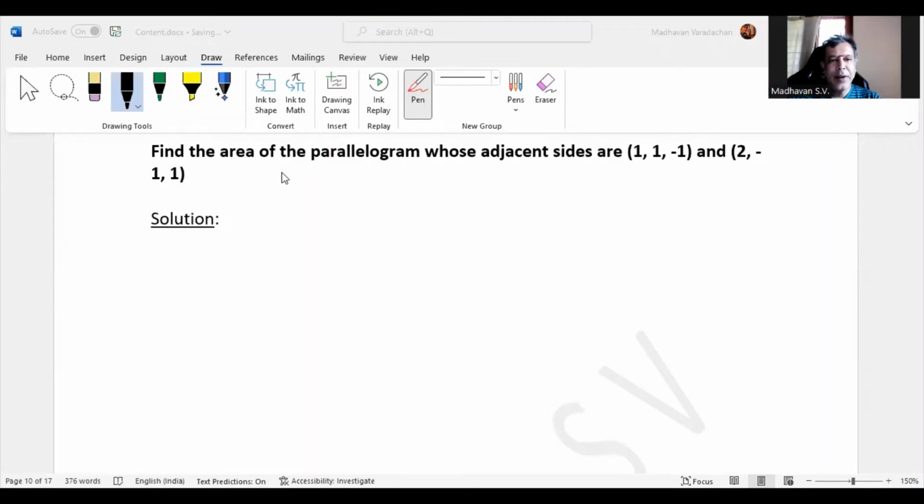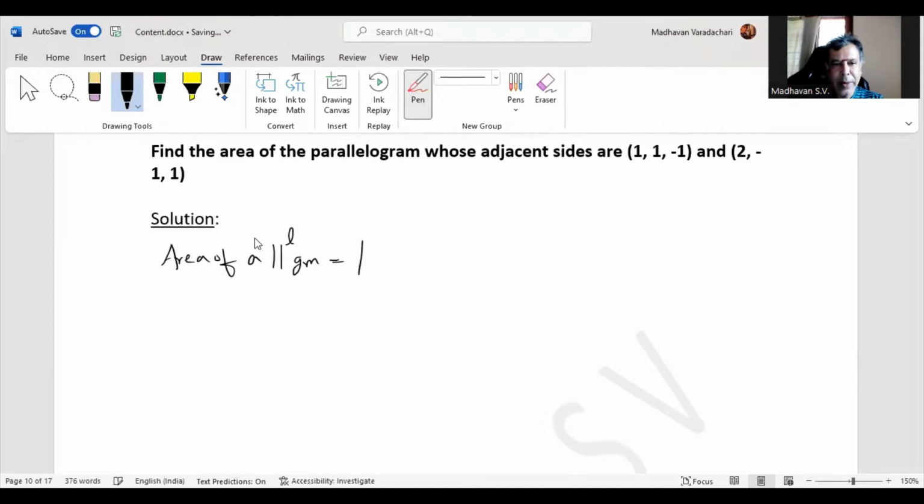Find the area of the parallelogram whose adjacent sides are (1, 1, -1) and (2, -1, 1). The area of a parallelogram is equal to the magnitude of A vector cross B vector. Here we are going to consider the first point as vector A.